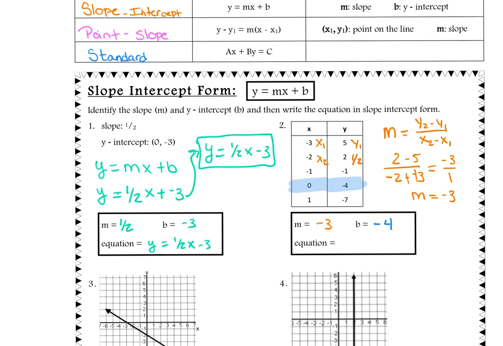So now we can go ahead and use our formula. We're going to get y equals m, which is -3. We keep our x, plus -4, which is really just going to be -4.